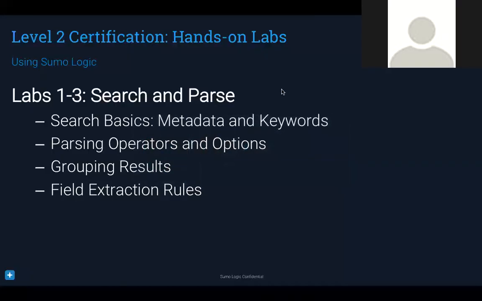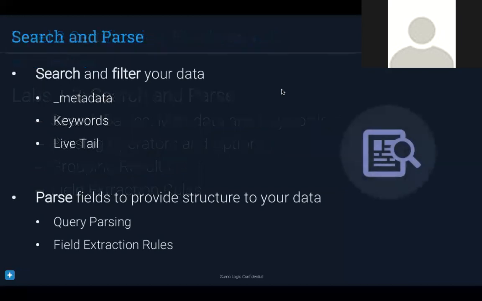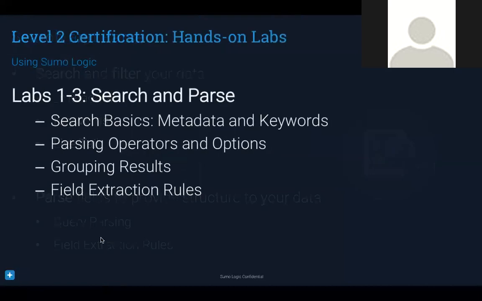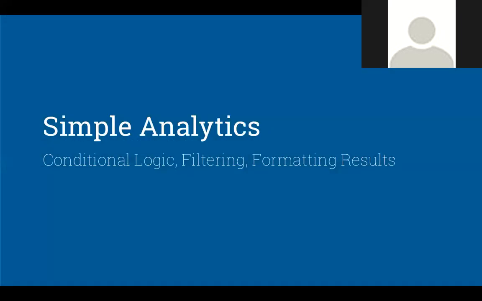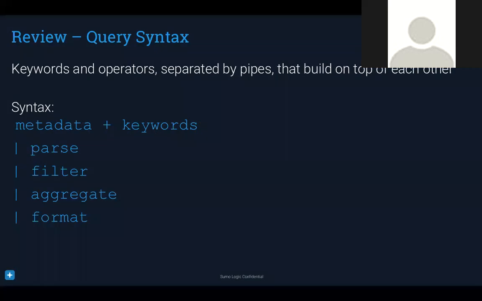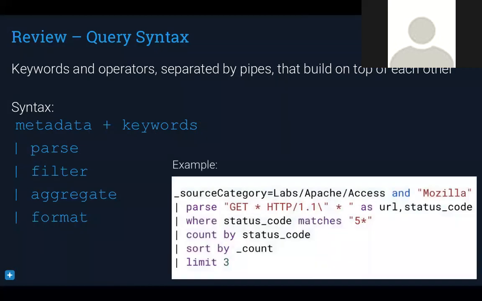Like I said, you want to make sure that you're searching your data with metadata and keywords. You can use LiveTail as well to look at the data live. You start parsing your data, but then you want to make sure that you're using those field extraction rules and start really getting all those fields extracted so that you don't have to take care of them later on. We covered some of these simple analytics, so I won't go through a lot of them. I think you now know the syntax for doing this kind of stuff, right? You use the metadata and keywords, you parse, and you can use some filtering.